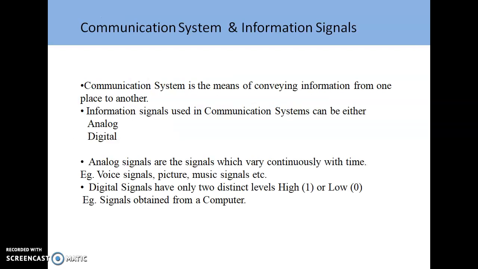What is a communication system? We know that it is a means of conveying information from one place to another. Now, information signals can be either analog or digital. Analog signals are those signals which continuously vary with time. All signals which exist in nature, most of them are analog in nature. Voice signals, picture, music, etc. Digital signals have only two distinct levels, high designated by 1 or low designated by 0. Signals obtained from a computer are digital signals.